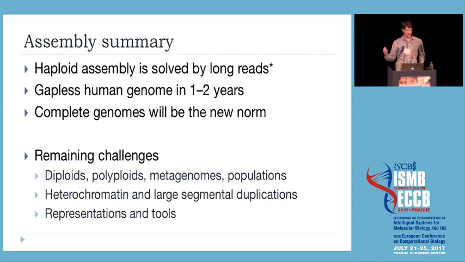And so with that in mind, I think the next conclusion is that a complete human genome, where you're spanning all of the centromeres and all of the heterochromatin, will follow shortly after the introduction of these ultra-long reads. So maybe 1 to 2 years before we close all the remaining gaps in the human, and I think it'll be done with things like Nanopore sequencing. And complete genomes will be the norm.